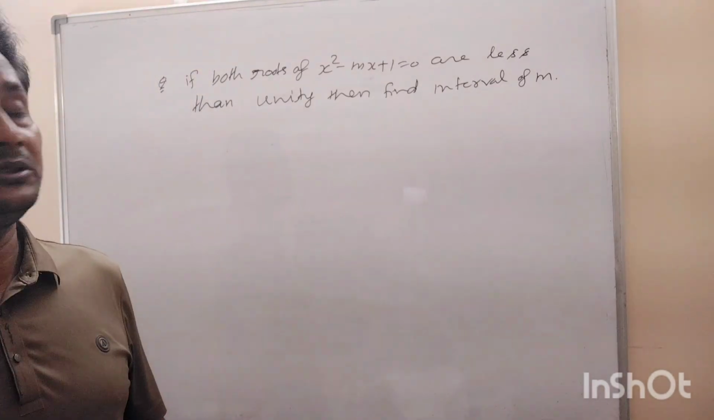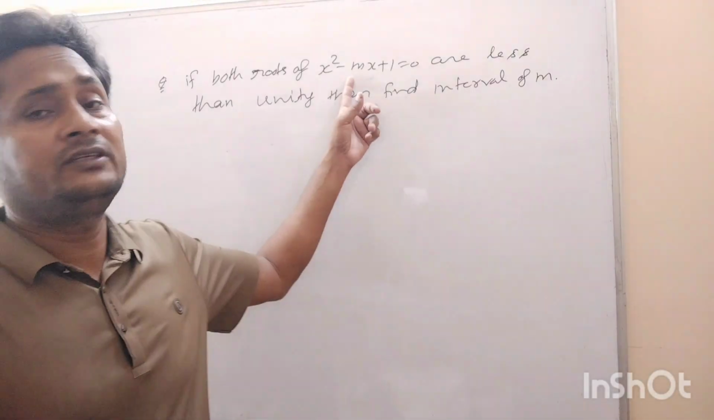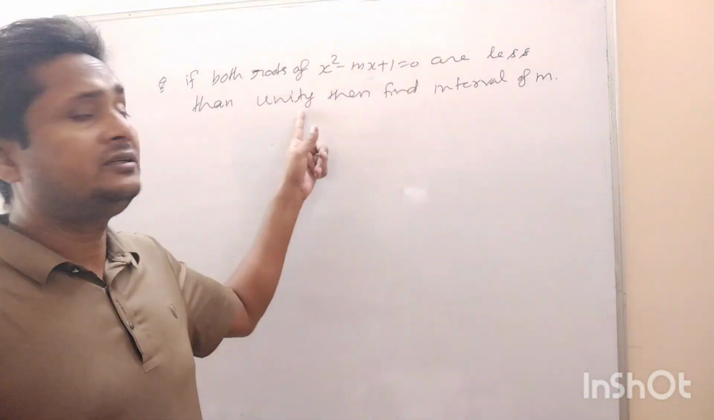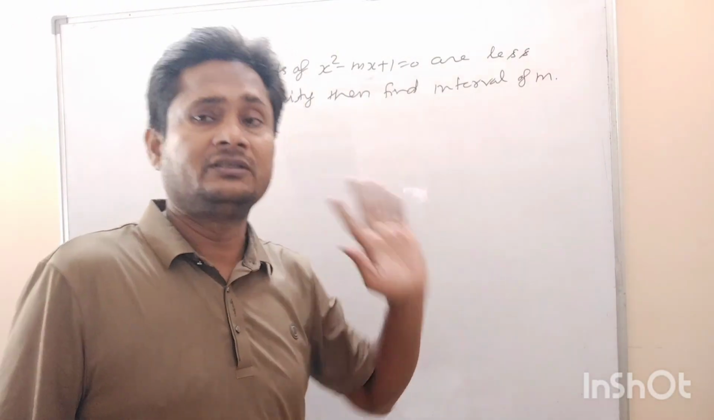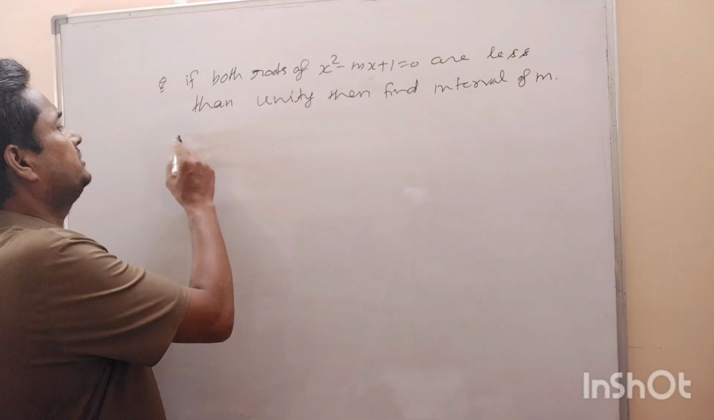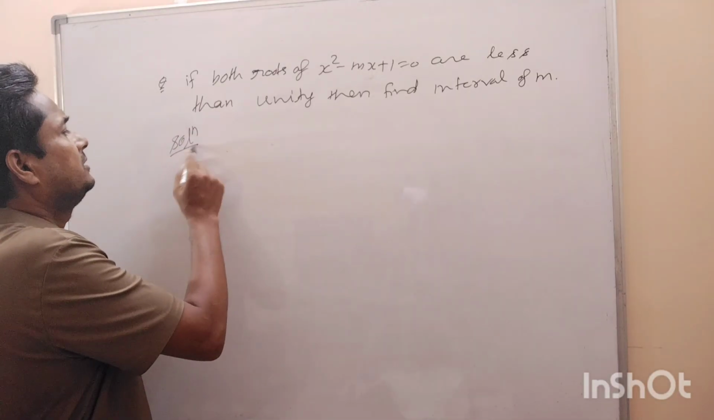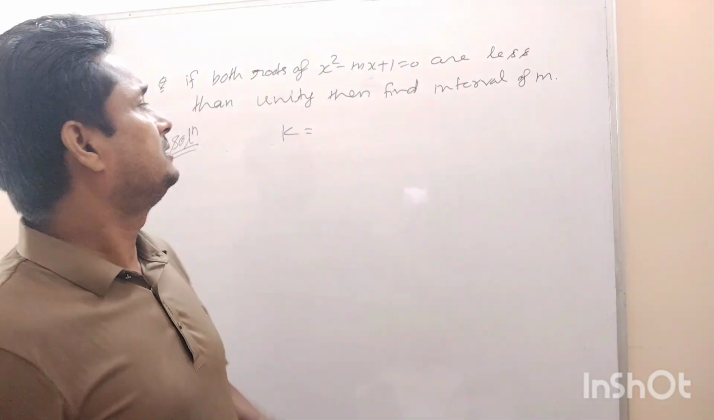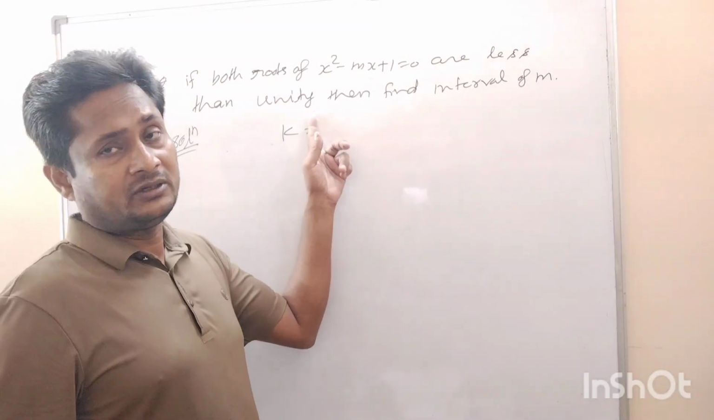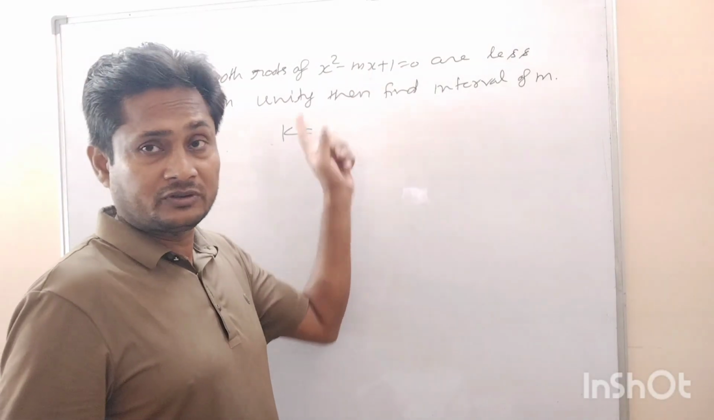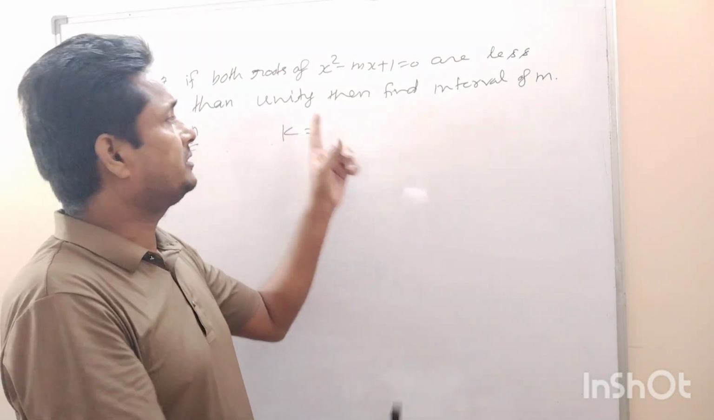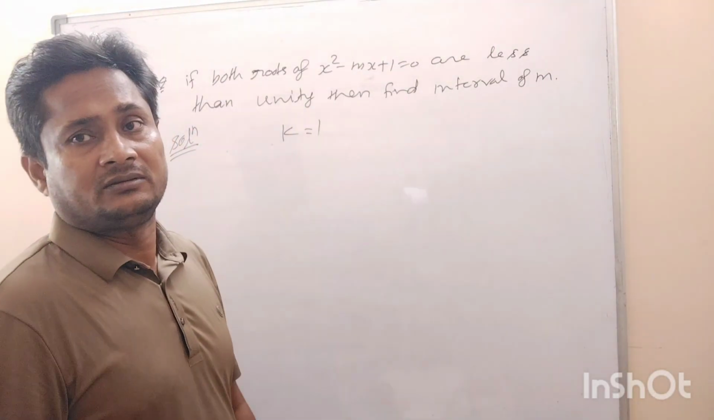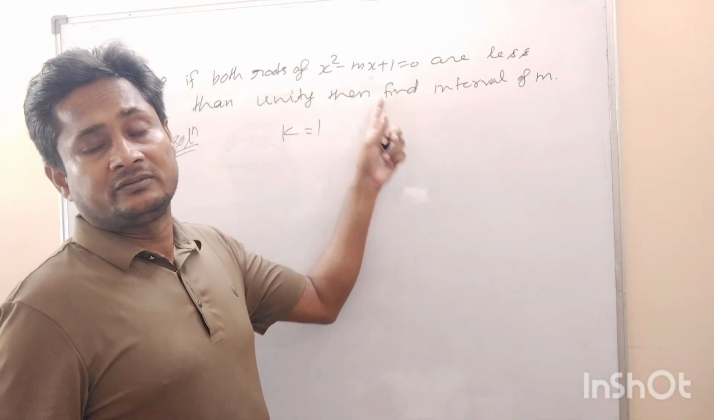It is saying in the question that both roots of this quadratic equation are what? Less than unity. Unity means 1. So what will be the solution? Here k will be what? k will be unity, because in the question it is saying that both roots are less than a number k. So k is what? Unity. So k is equal to 1. So this is which case? First or second?